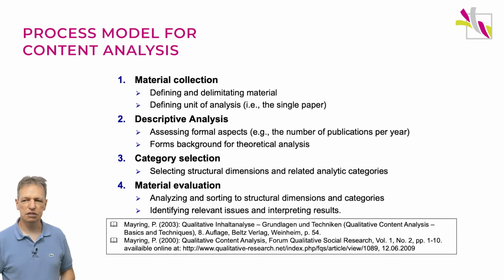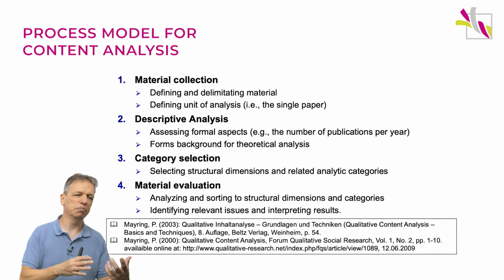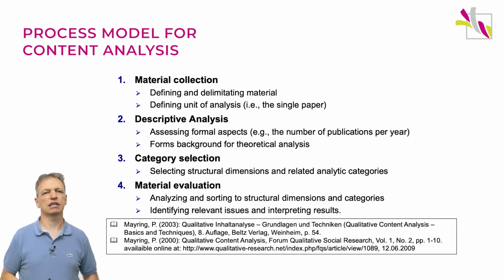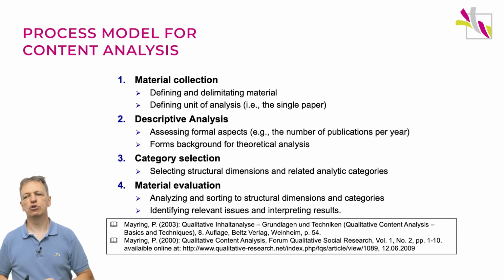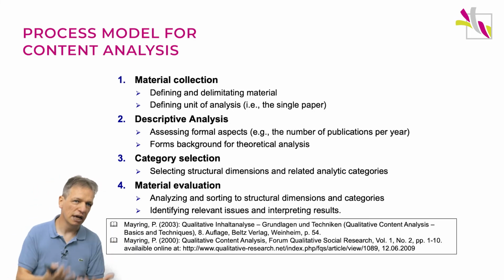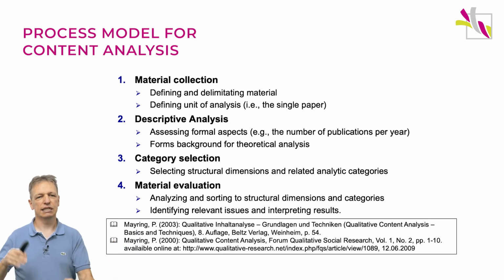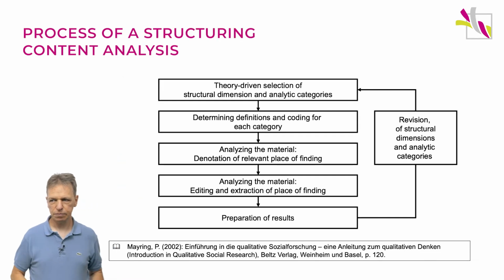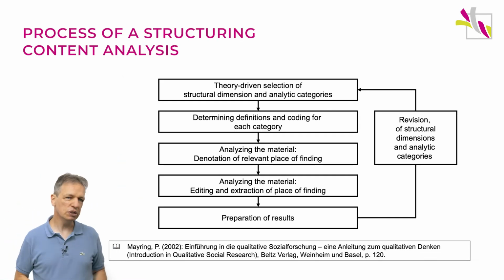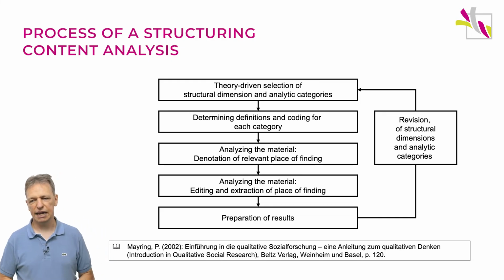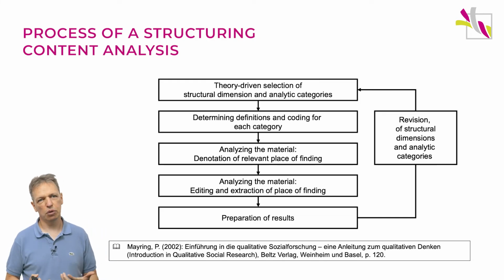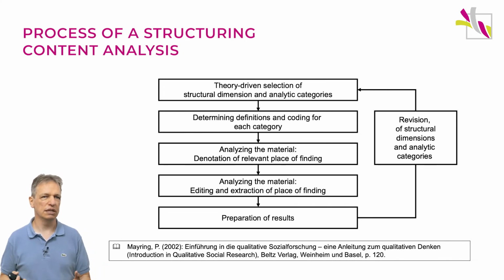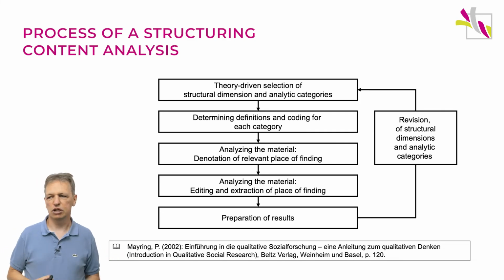Then we have the critical step of the category selection. Here the already mentioned inductive, deductive or abductive approach would come in, and then we come to material evaluation: how do you make sense of the data and how do you use the data, and that is also what I will illustrate with some brief examples where I show you at least some basic ideas on what we did there accordingly. Here's basically a process model. It's taken from a classical textbook on content analysis in German, but you would easily find similar process models and similar outlines also in the English literature without too much effort.